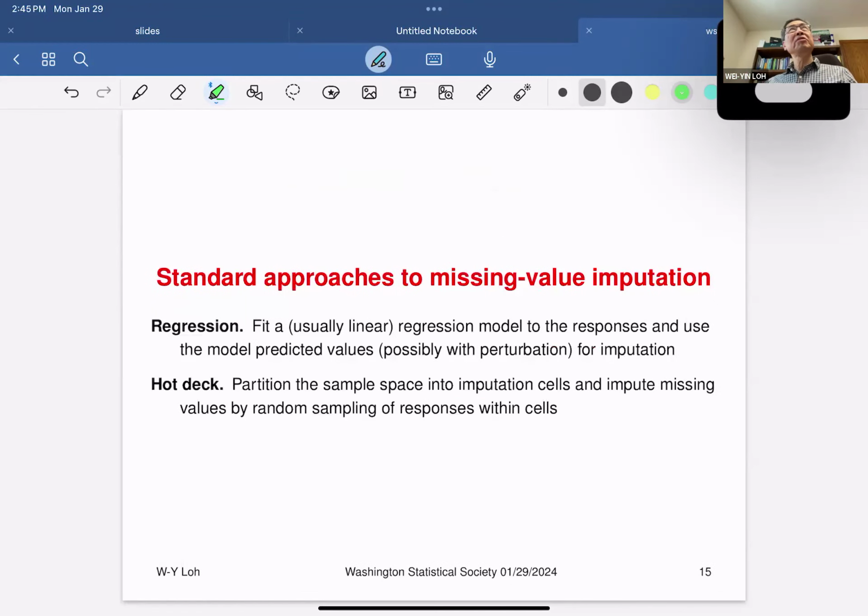So let me just briefly talk about how people normally do missing value imputation. The first is the regression approach. So you usually fit a linear regression to the responses, and then use the model to get the predicted values. And if you want conditional mean, you can use that regression model to predict the values to impute, or you can perturb it a little bit to add some noise. Then there's of course the hot deck method, which is you partition the sample space into imputation cells, and then you impute missing values by random sampling of responses within the cells, right?